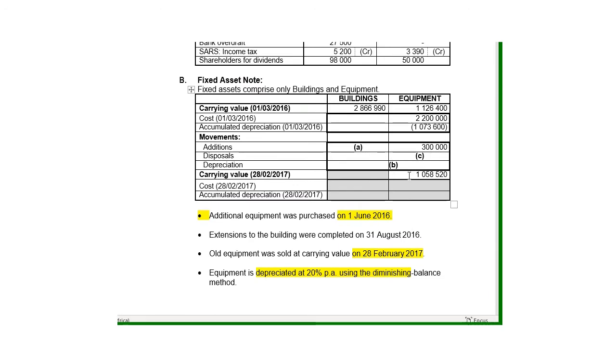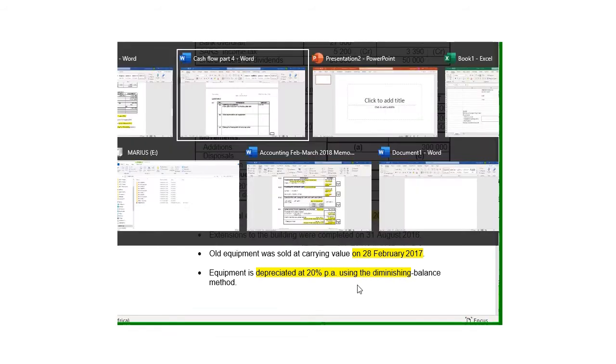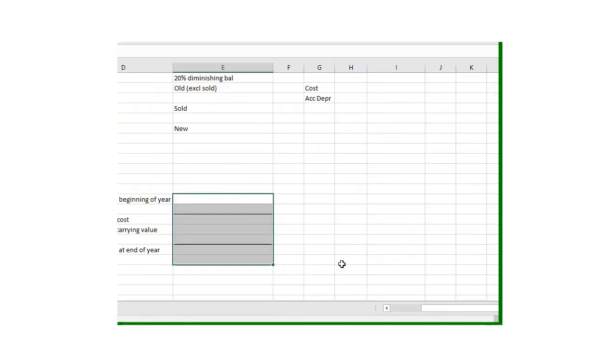Be careful. B I've got to do before I do C. There's a reason for that. So let's first do the calculation of depreciation. The last point there tells me that they use 20% on the diminishing balance. Very important. Now when I do depreciation, I split it into 3 groups: the old, excluding sold, and then the sold and the new. And if it's diminishing balance, I need the cost minus the accumulated depreciation.